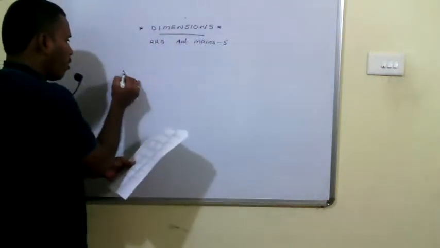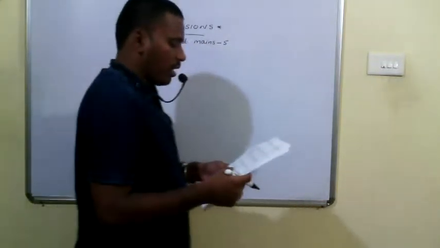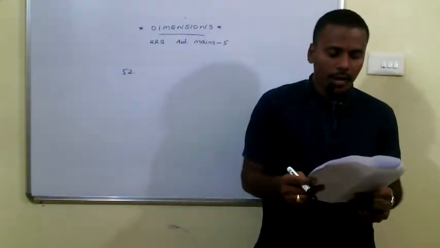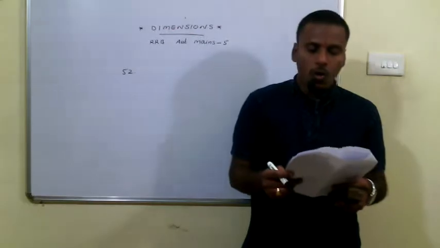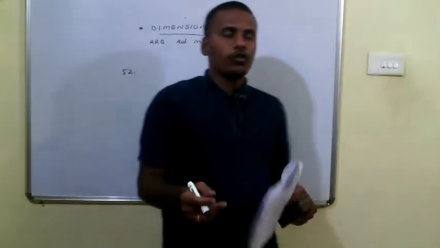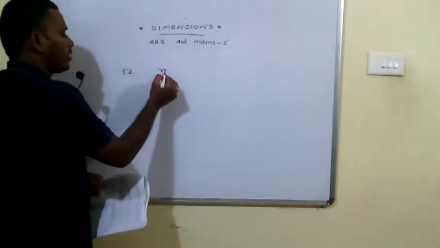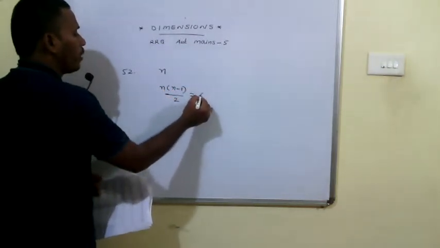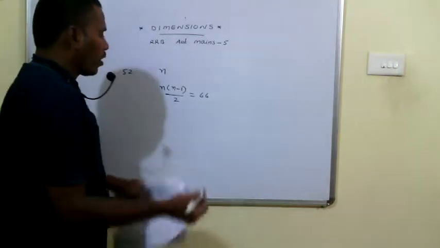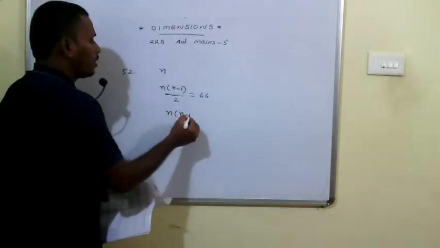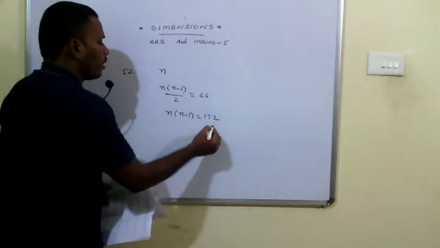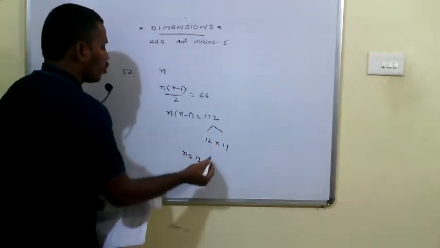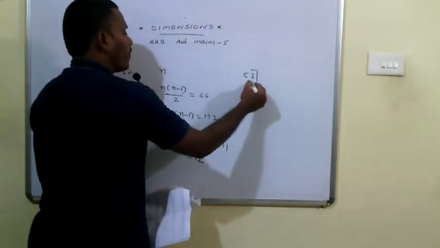For the 52nd problem, it is given that at a party, everyone shook hands with everyone else. It was found that 66 handshakes were exchanged. The number of persons who attended that party was? If you suppose the number of persons attended the party is n, then the number of handshakes is calculated by the rule n into n minus 1 by 2, which is given as 66. Then n into n minus 1 is equal to 132. This 132 can be expressed as 12 into 11, so n is equal to 12. So totally 12 persons attended the party.